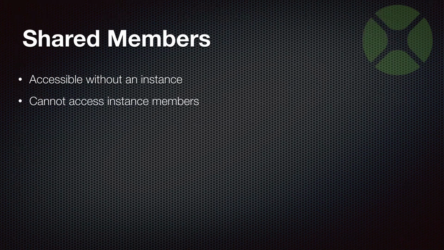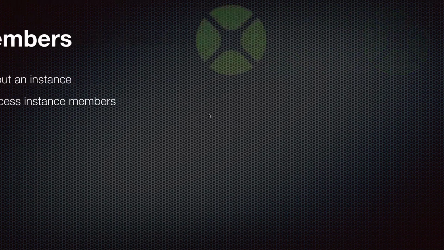And these members cannot actually access instance members unless you create an instance for them to get through to them, because there's no instance available when you're in a shared method. Particularly, it's a method. A regular property won't have code, but a computed property or a method could have code, and they can only access other things that are also shared.